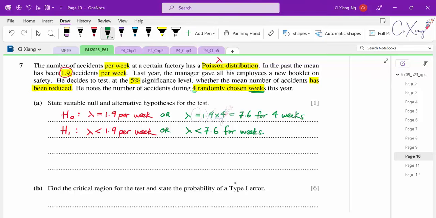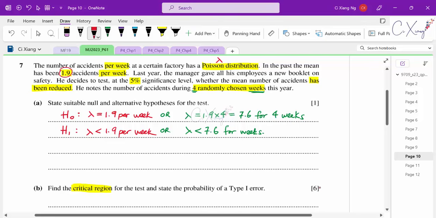Then after that, we want to find the critical region for the test and state the probability of a type 1 error. So the keyword will be to find the critical region. Before we start, maybe you need to observe first. This is a one-tail test on the left. I simply draw this diagram, and then I know that there's a certain area on the left, which will be my rejection region. I want to know how big this rejection region is, and what values of x are inside the rejection region.